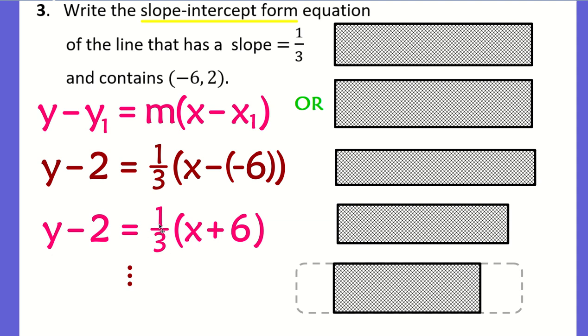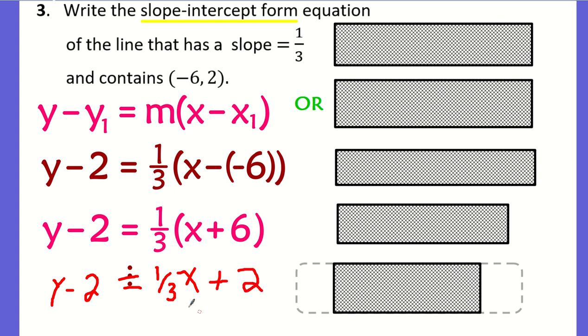You would next distribute the 1/3, and you would get y minus 2 equals, so what's 1/3 times x? Well, that's just 1/3 x. And then what's 1/3 times +6?